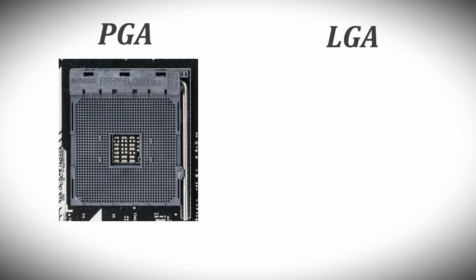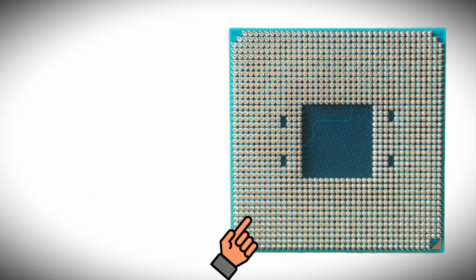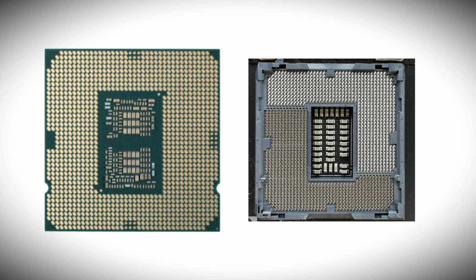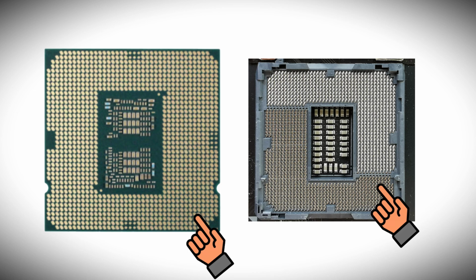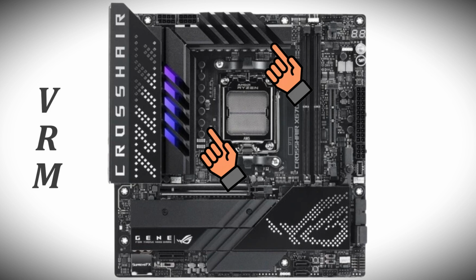There are two main socket types: PGA and LGA. In PGA, pin grid array, the socket has holes and the CPU has pins. In LGA, land grid array, the socket has spring-loaded pins and the CPU has flat contact points. The socket is surrounded by the CPU's power delivery system, called VRM, voltage regulator module.